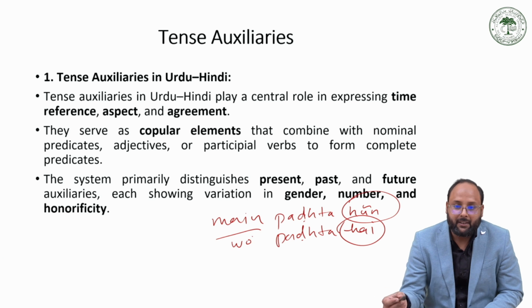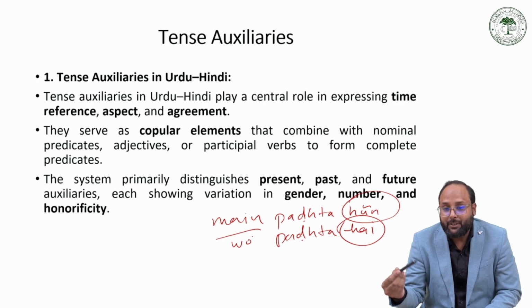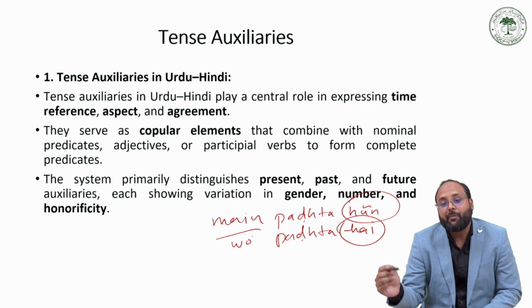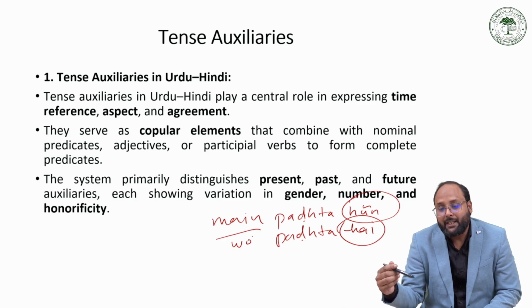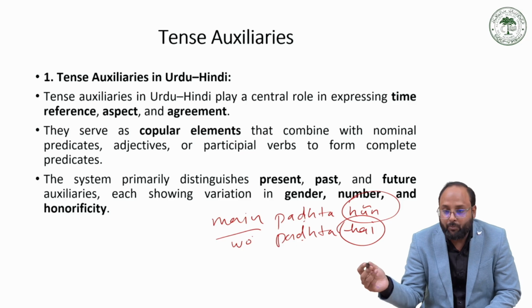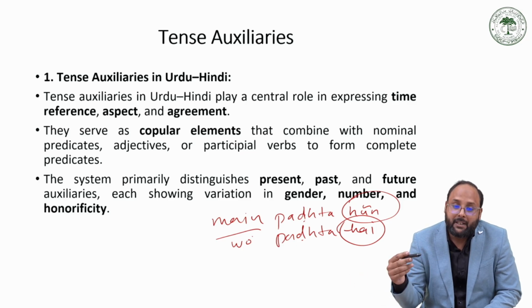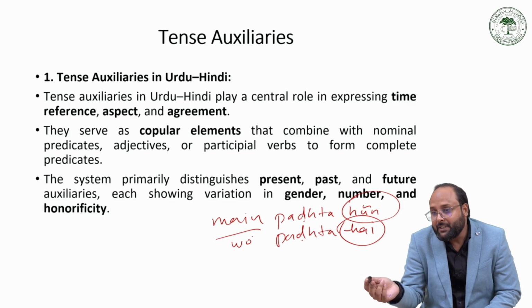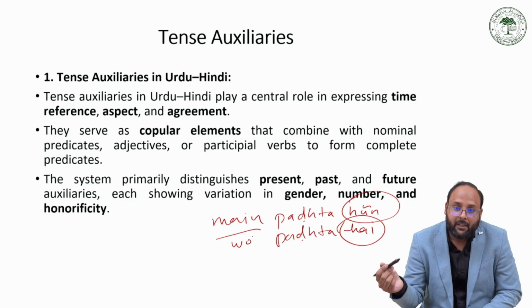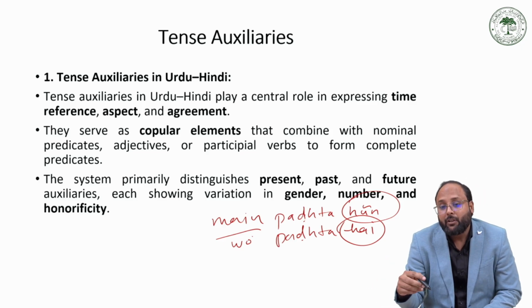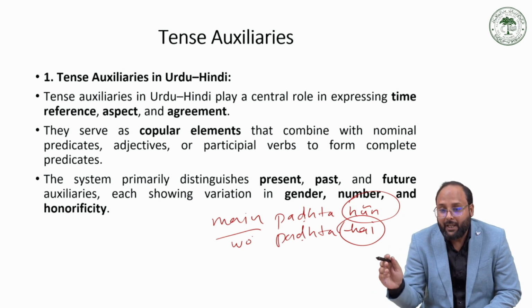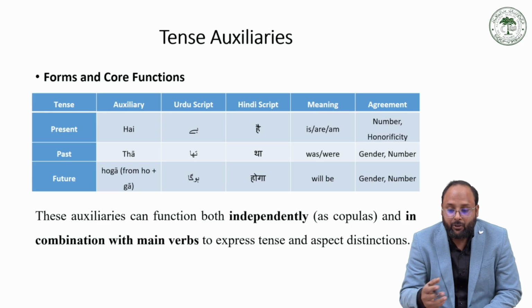They represent present, past, and future, and show the agreement in terms of gender, number, and honorificity. For the same person, we say tum पढ़ते हो and आप पढ़ते हैं. When we are saying tum for the singular, we are using ho, tum पढ़ते हो. For the singular आप, due to honorificity, politeness or respect, we are using आप पढ़ते हैं. For the singular person आप, we are using the हैं auxiliary. So that is the agreement.